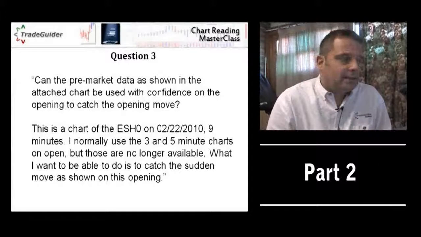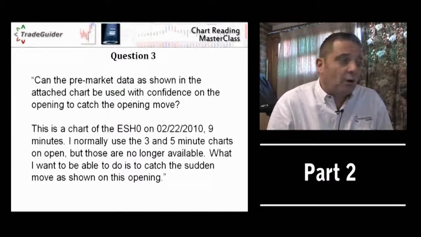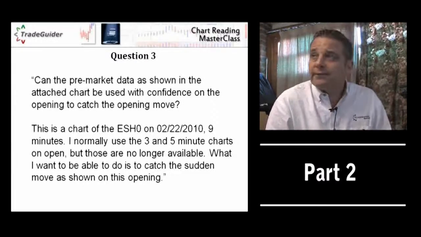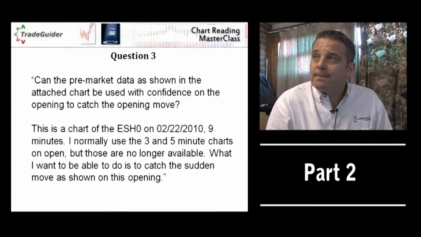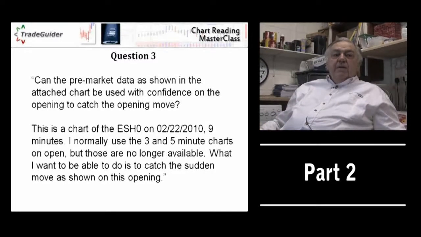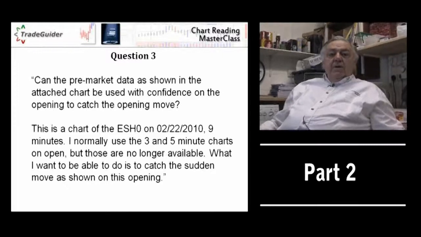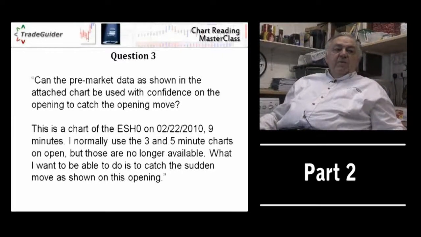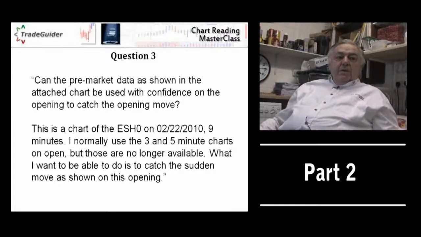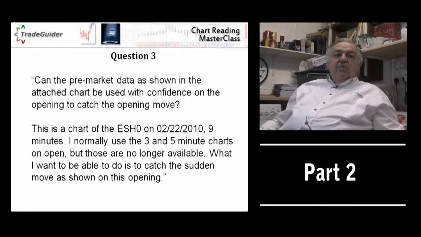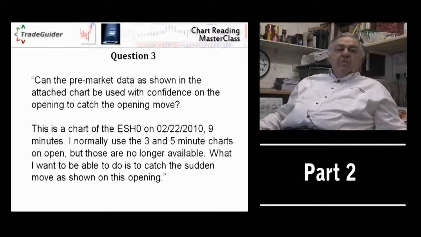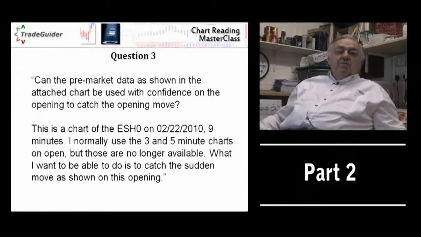Can the Globex be used with confidence to catch an opening move on futures contracts like the S&P, for instance? Very often you can. When I do the seminar Fridays, I always like to see the opening of the S&P 500 on a 5-minute chart. You've got to be very careful because the volume will always look high because it's comparing it with the Globex, which is obviously very low.